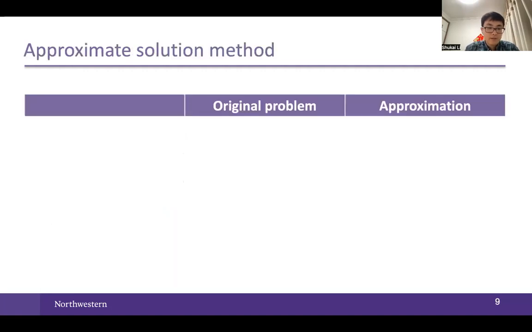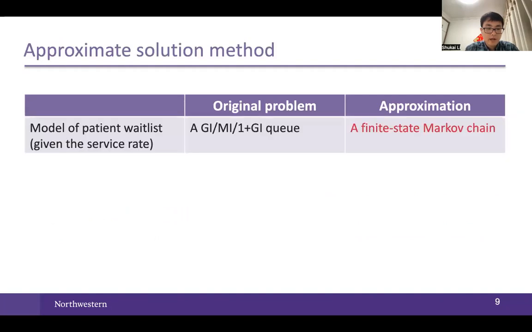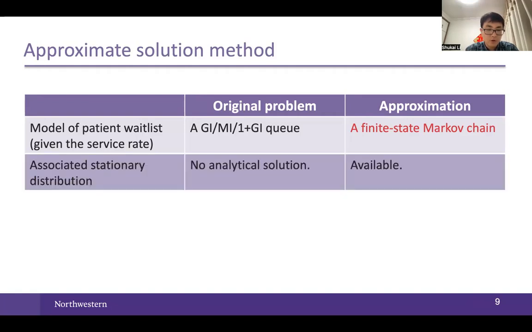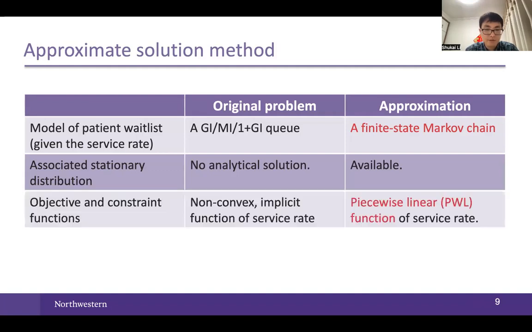So how do we solve this problem? We use approximation methods. I made this table to compare the original optimization model and our approximation model. In the original model, each wait list is a queue. We approximate the queue with a finite state Markov chain. In the original model, stationary distributions and performance measures are intractable, but they can be easily obtained for a finite state Markov chain.